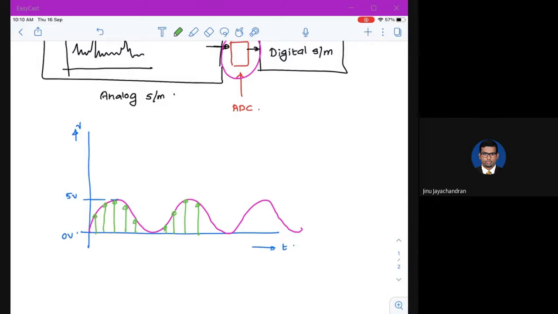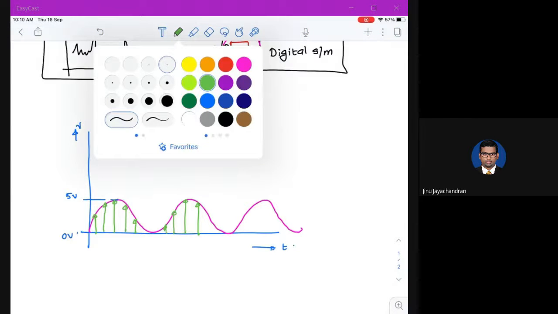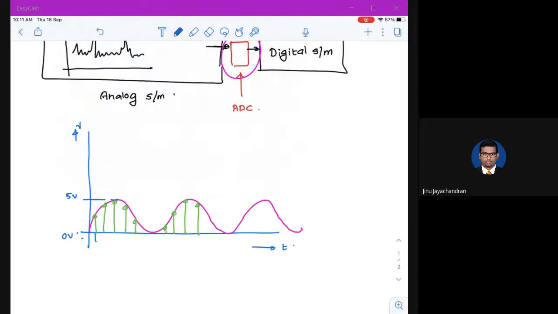When you sample this, you see that you are sampling at a regular interval, this interval. This gap is constant, meaning every two samples have the same duration. This is called the sampling period, and 1 by the sampling period is the sampling frequency.